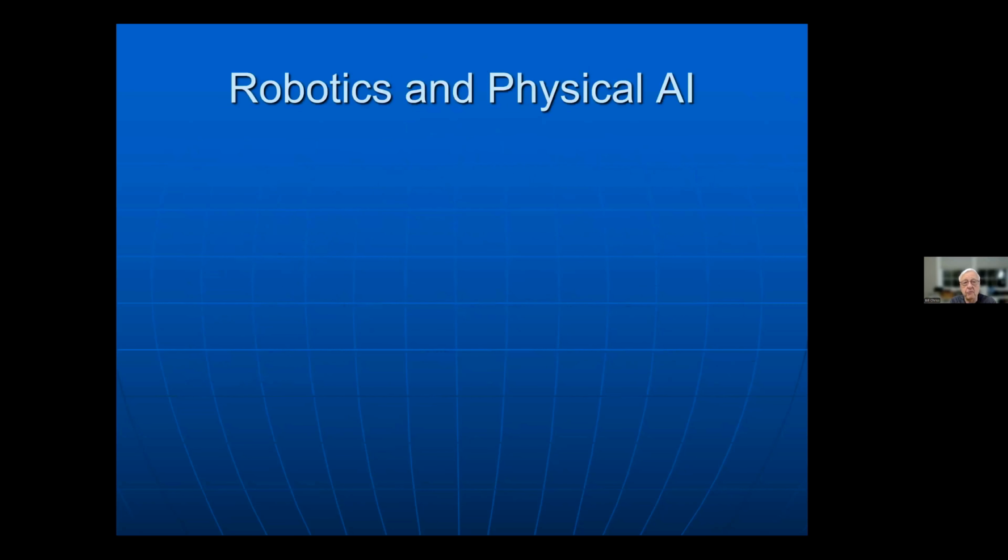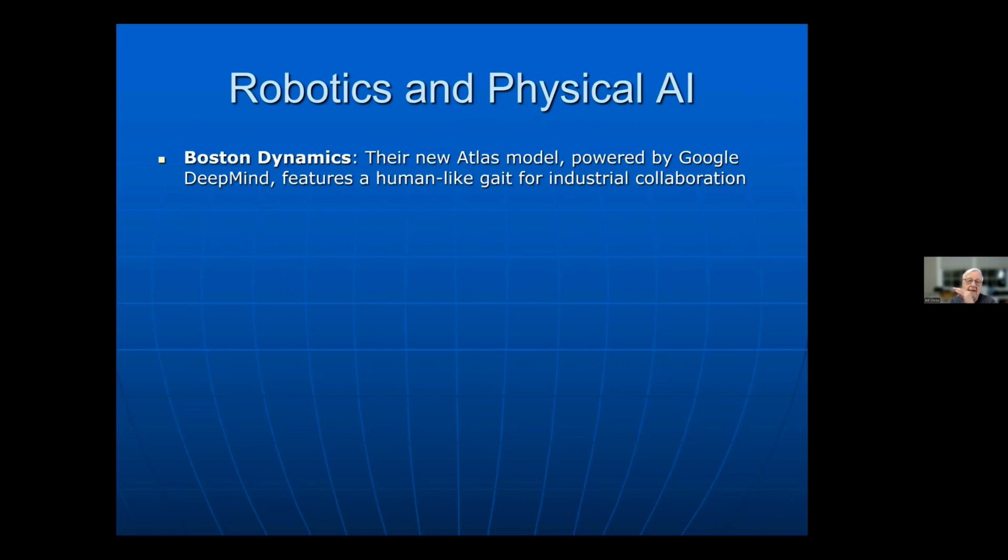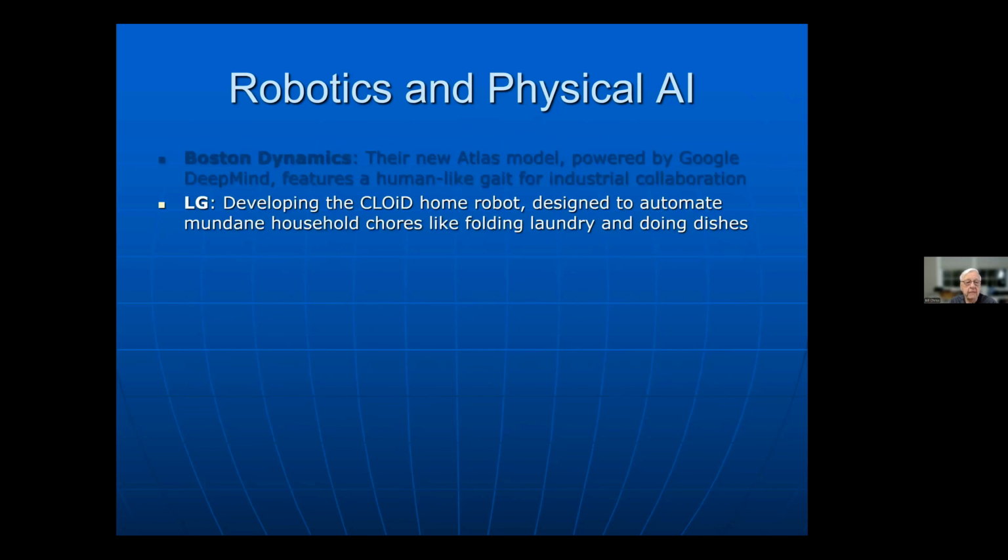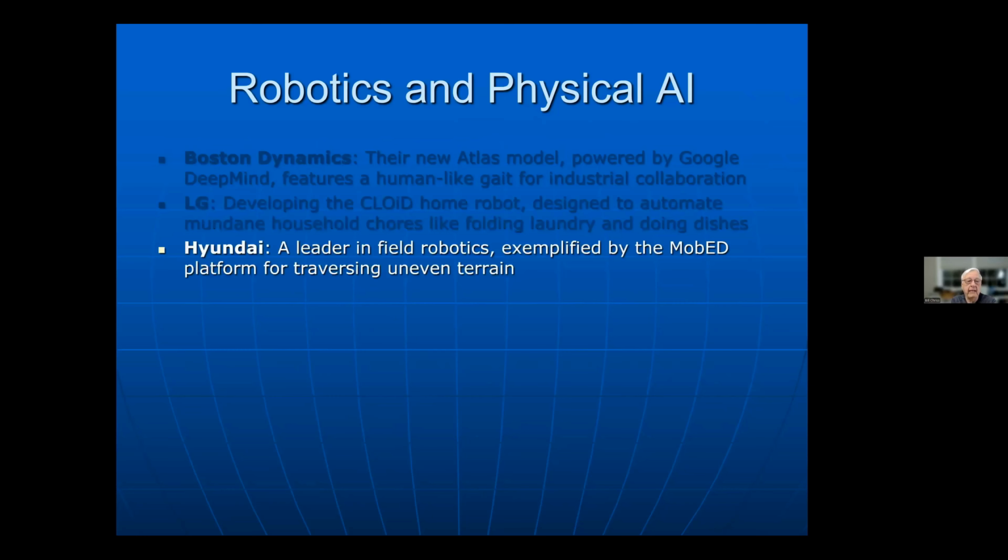Now, in terms of robotics and physical AI, Boston Dynamics, I mentioned them before with their Atlas model. LG, they've got their home robot going on, designed to automate mundane household chores. I love it. Folds my laundry for me, does dishes. Hyundai, not only are they in the EV space, but they're also a leader in field robotics, and they have this platform for traversing uneven terrain.